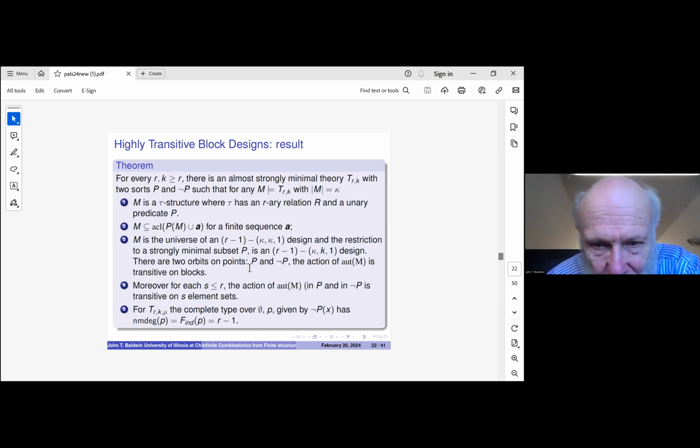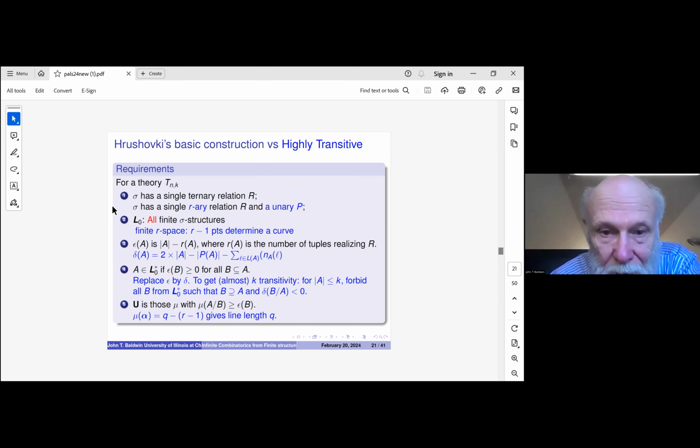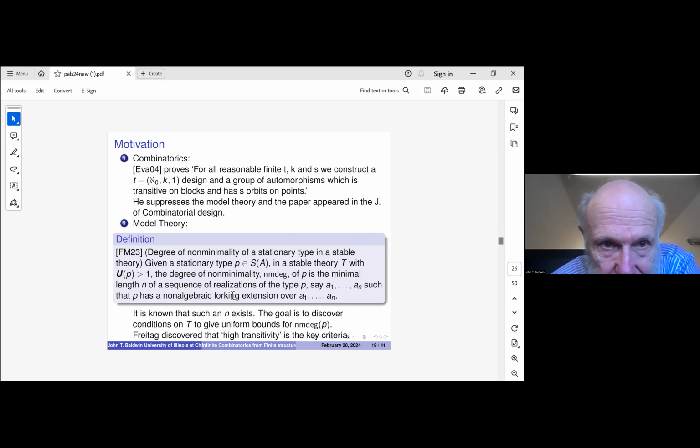So there are two orbits on the points, P and not P, and the group acts transitively on the blocks, and in P and in not P, it's transitive on S element sets, for every S less than or equal to R. And then the complete type over the empty set has this non-minimality degree that Freitag and Moosa were after, along with another notion that's coming up. So this is part of some work that we're doing with Freitag and Moosa.